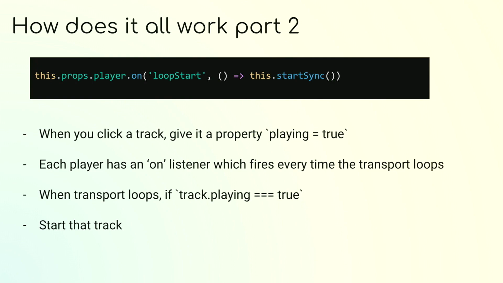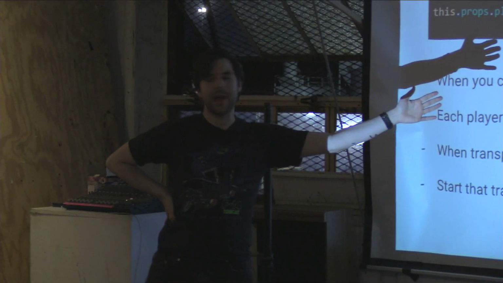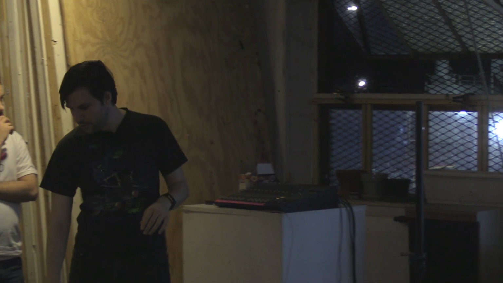And here's basically how the main functionality works, this is how I did it: when you click on a track, give that track a property of playing equals true. And then every time the timekeeper, what is it called, transport loops, it looks at all the tracks. If that track has a playing property equal to true, it'll start that track. I think it will make more sense to demo this in a second, but that's how I was passing the playing function back and forth.